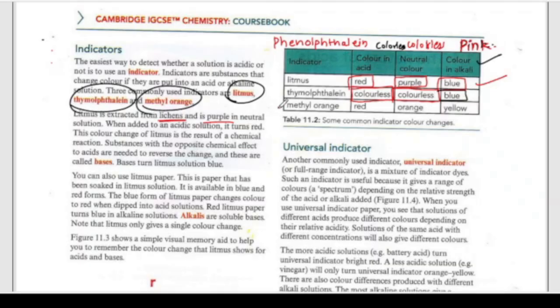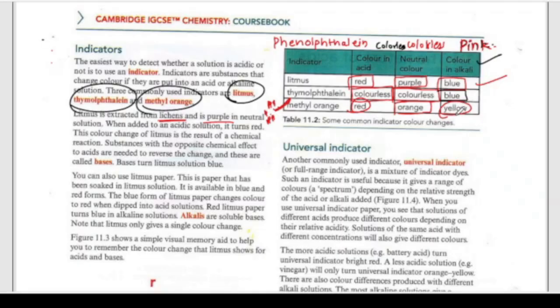Okay, then for methyl orange, the color change that you have, from exam point of view, phenolphthalein is very, very, very important. You can just give it 5 stars because it is very important. Methyl orange's own color is orange, as its name suggests, but the color in acid is red, and the color change in alkali is yellow. So when you see orange to red, the solution is acid, and when you see orange to yellow, that's your alkali.